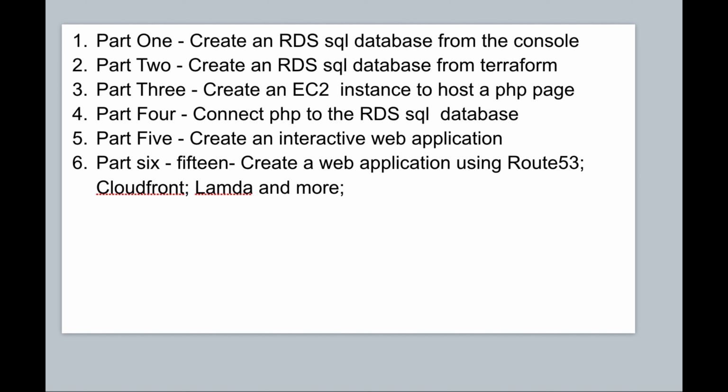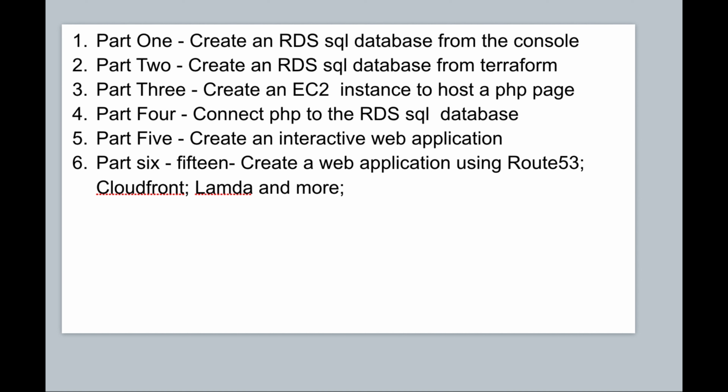And here's an overview of what I've got right now. Part one's been done, create an RDS SQL database from the console. Part two, we'll do the same thing using Terraform. And then we'll create our EC2 instance to host our PHP page. Part four, we'll actually just connect to the RDS SQL database. And then part five will be to actually create an interactive web application that we can upload and look at and store data. And then after that, we'll go beyond that.